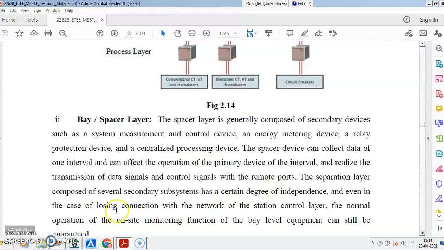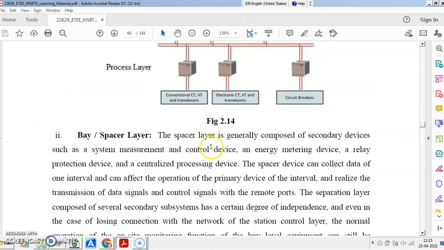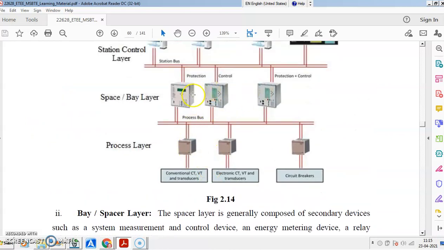So this layer, composed of several secondary subsystems, has a certain degree of independency, and even in the case of losing the network of the station control, the normal operation and on-site monitoring function of bay level equipment can still be guaranteed. So this is especially the control and protection devices, the bay layer.